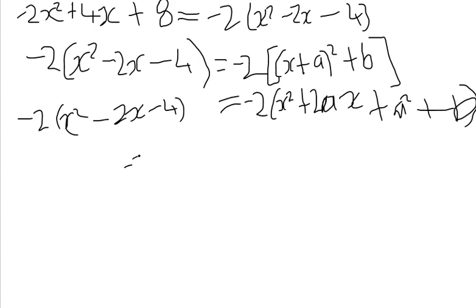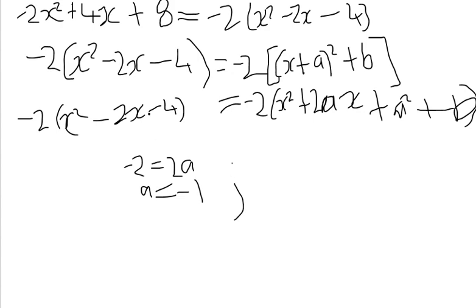So -2 is equal to 2a. Right, which means our a is equal to -1. Now we need to solve for b.